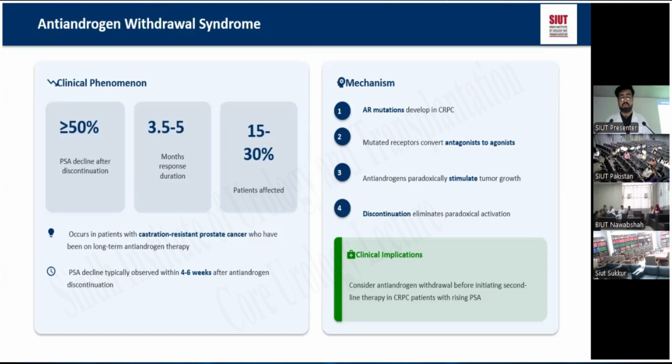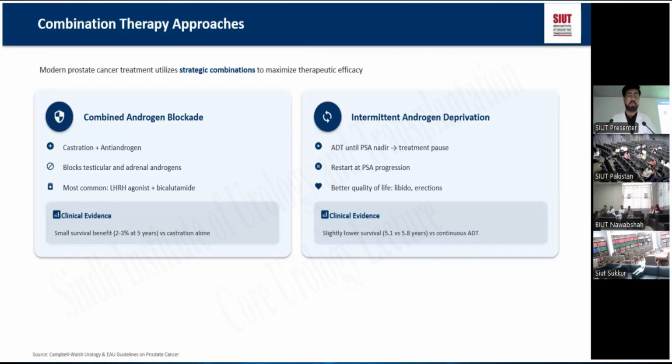It occurs in patients with hormone-resistant prostate cancer who are on long-term anti-androgen therapy. The PSA decline typically is observed in 4 to 6 weeks after anti-androgen discontinuation. And androgen withdrawal is considered before initiating second-line therapy for hormone-resistant prostate cancer with rising PSA.